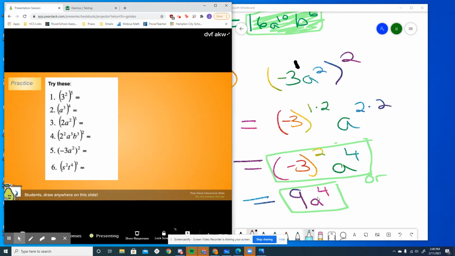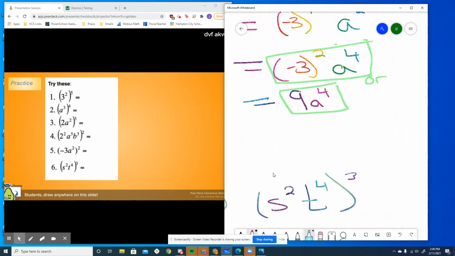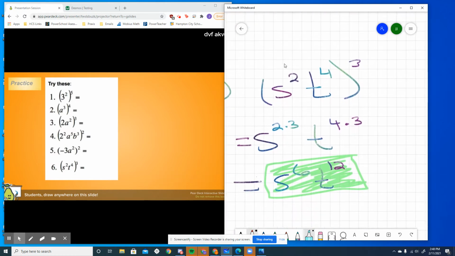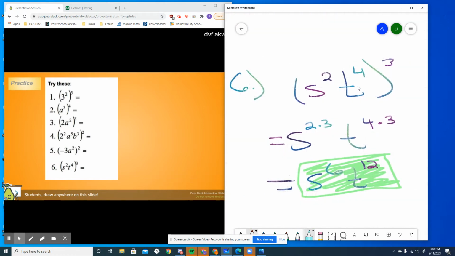So I want you to go ahead and try number 6. s squared, t to the fourth power, all to the power of 3. Well, s, 2 times 3, t, 4 times 3, gives you s to the 6th power, t to the 12th power. All right, if you have any questions, take this time now to write it down and email me if you need to.